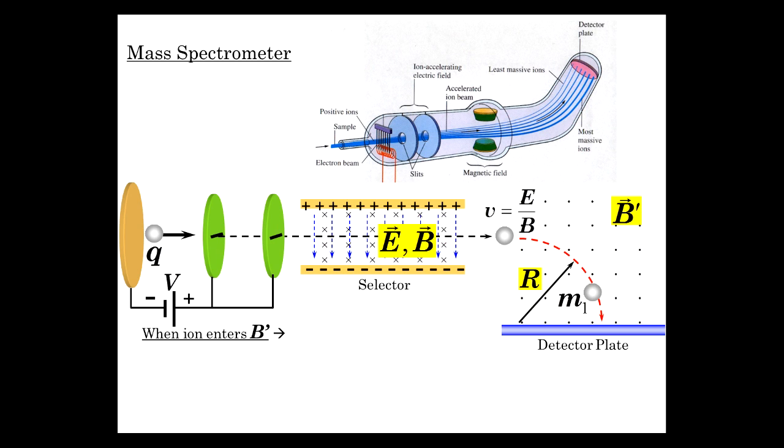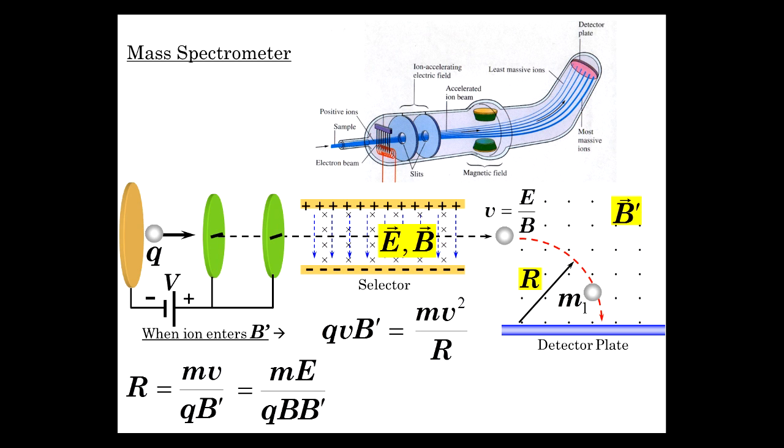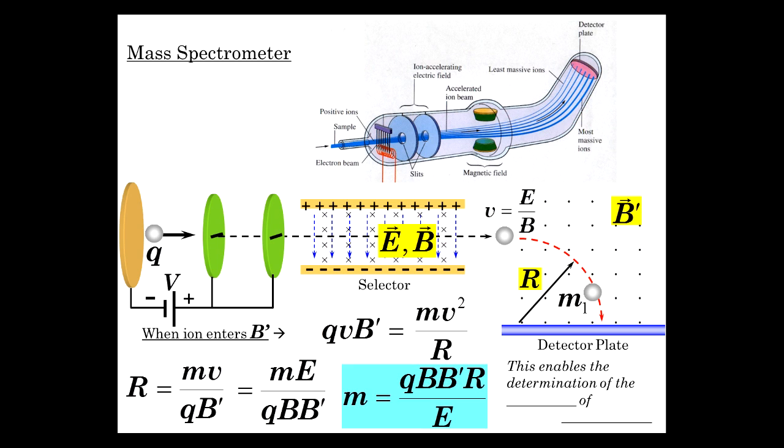Well, when the ion enters that secondary magnetic field, we can say the QVB force acting on it is the centripetal force, mv squared over r. One of the v's goes away there. We can calculate r: mv over qB prime. And so now v is E over B. That's the original electric field and magnetic field of the selector. From this, we can solve for the mass. The mass is Q, B, B prime, R over E.